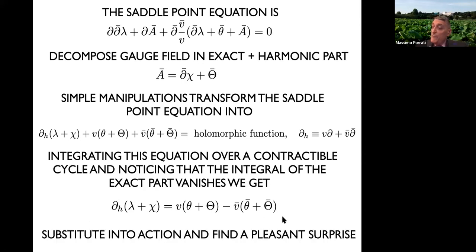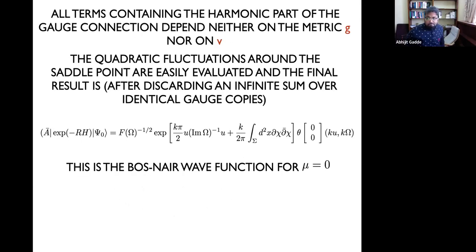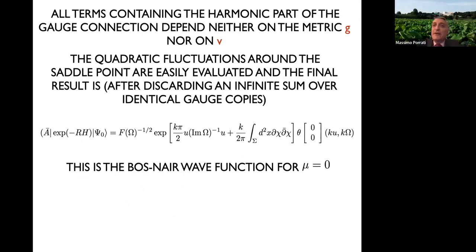And when you substitute back this expression into the action, you find a very pleasant surprise. The pleasant surprise is that all terms containing the harmonic part of the gauge connection do not depend on the metric or v. So all the dependence on the metric and v disappears from the action, and then the quadratic fluctuations around the saddle point are evaluated very easily, and the final result is a sum over the large gauge transformations.